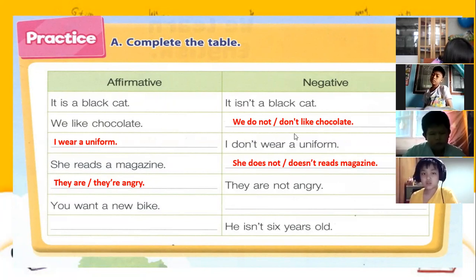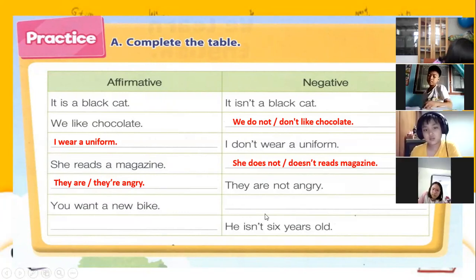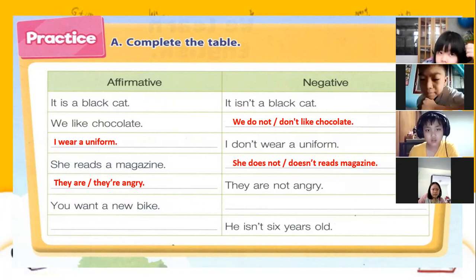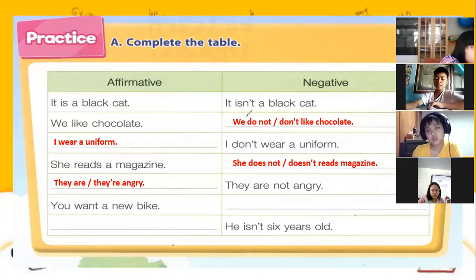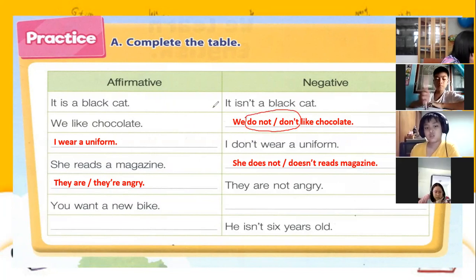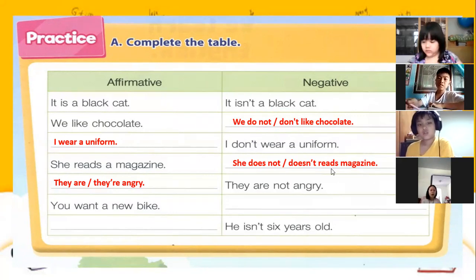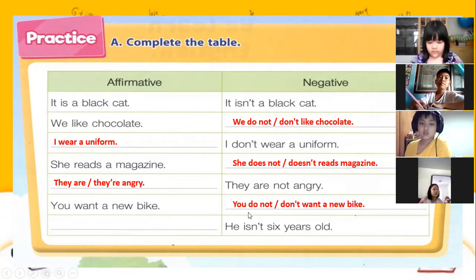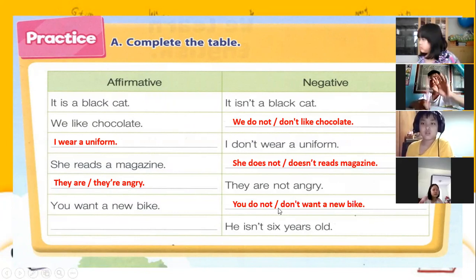Can you make the sentence? You want a new bike. What will be the negative sentence? Just add this one. You see here, you have to add you don't or do not. Here, you do not, or you can say you don't want a new bike.